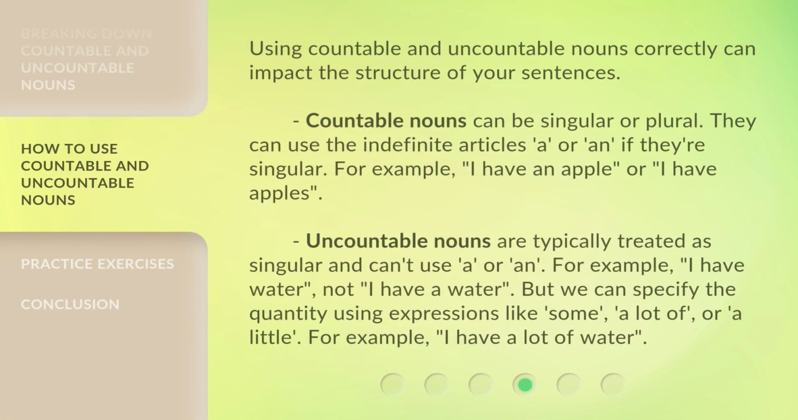Using countable and uncountable nouns correctly can impact the structure of your sentences. Countable nouns can be singular or plural. They can use the indefinite articles, a or an, if they're singular. For example, I have an apple, or I have apples. Uncountable nouns are typically treated as singular and can't use a or an. For example, I have water, not I have a water.